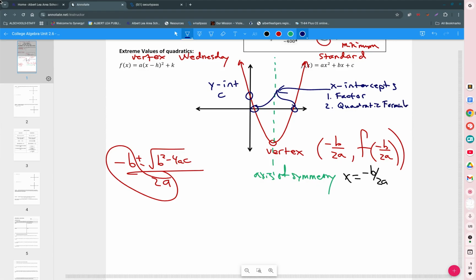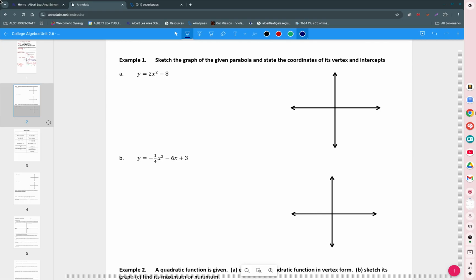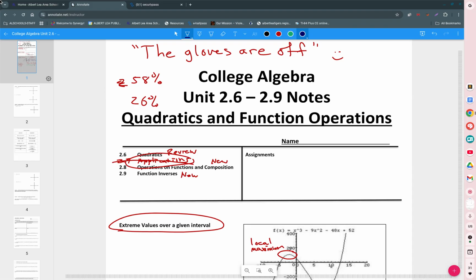Tell the person next to you, did you type the quadratic formula into your calculator from 3 weeks ago? Did you or did you not? Go. If you didn't do that, that's something you're going to want to do.